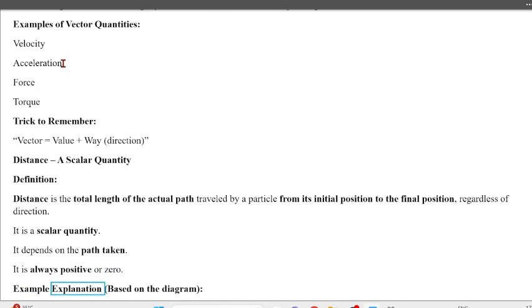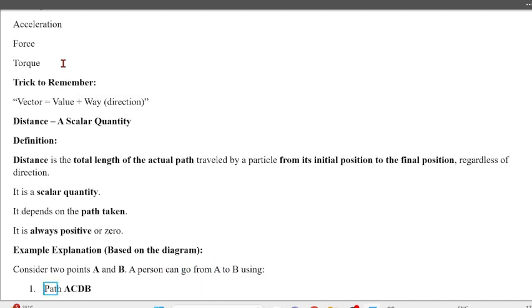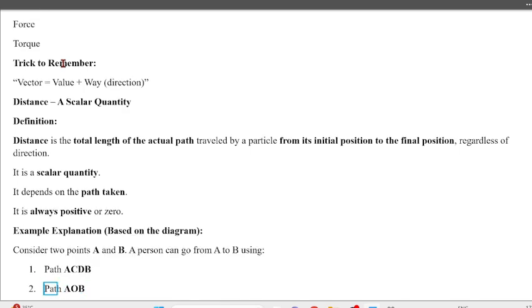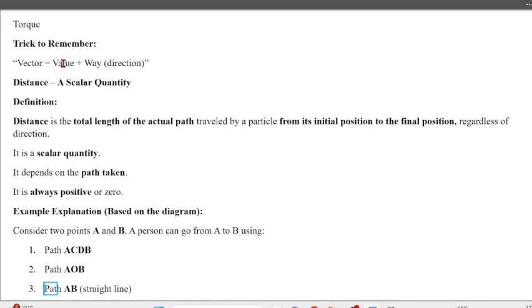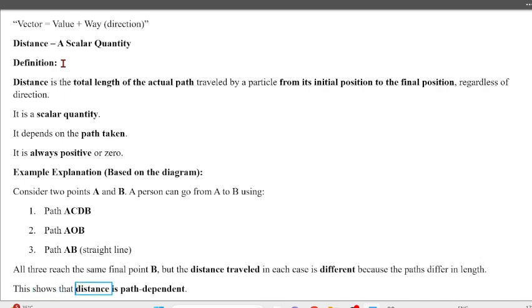Example explanation based on the diagram. Consider 2 points A and B. A person can go from A to B using: 1. Path ACDB, 2. Path AOB, 3. Path AB, a straight line. All three reached the same final point B, but the distance traveled in each case is different because the paths differ in length. This shows that distance is path dependent.